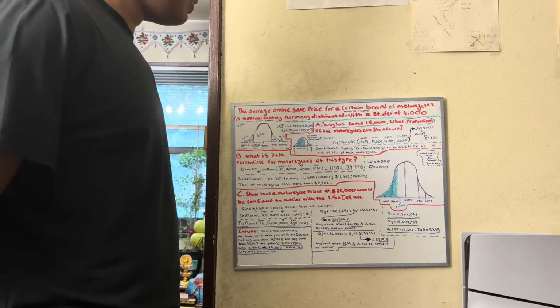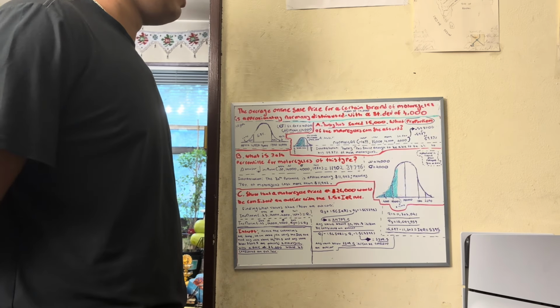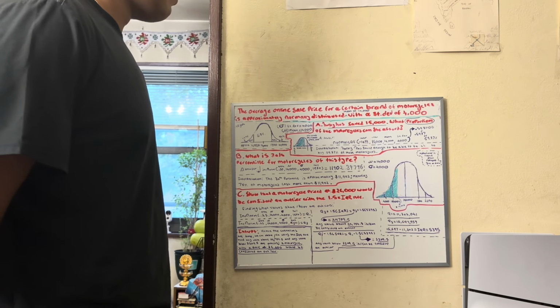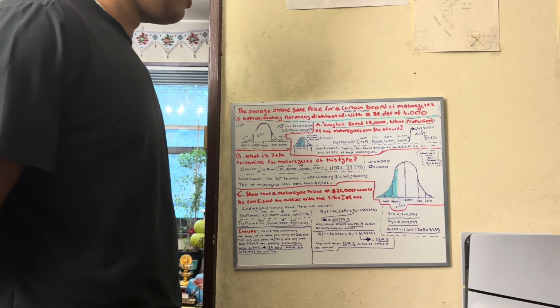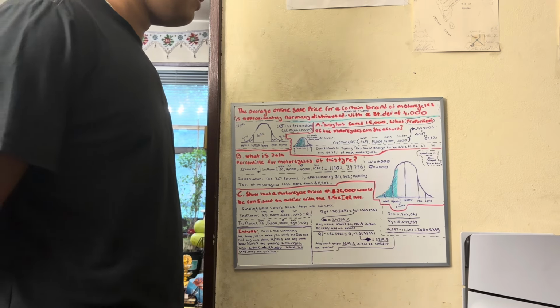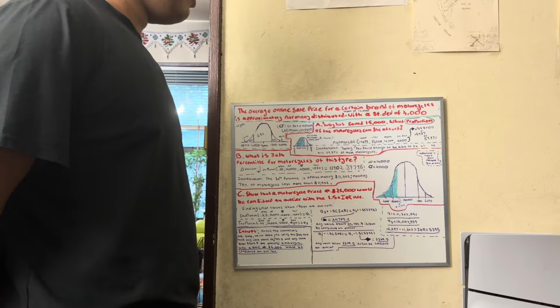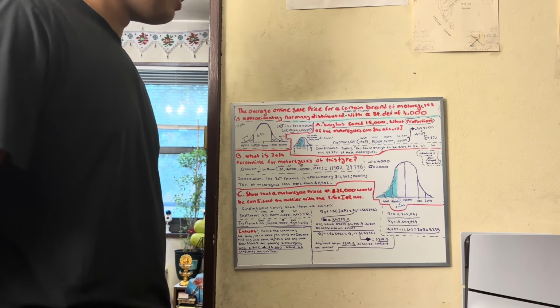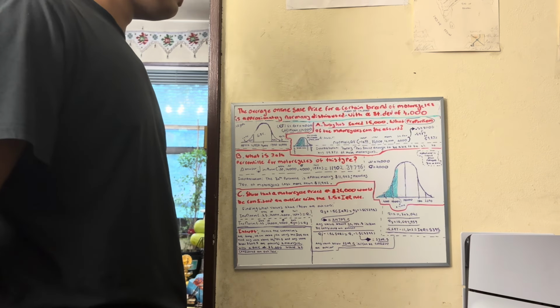So question A says, Harley has saved $15,000. What proportion of the motorcycles can she afford? So to answer this question, I use normal CDF. The lower would be negative 1E99, which is like the lowest value. And then upper would be 15,000 because that's how much you saved, and we want to determine what proportion she can afford. Mean is 14,000 and standard deviation is 4,000 because mean and standard deviation were given. And this would give us a value of 0.598706.